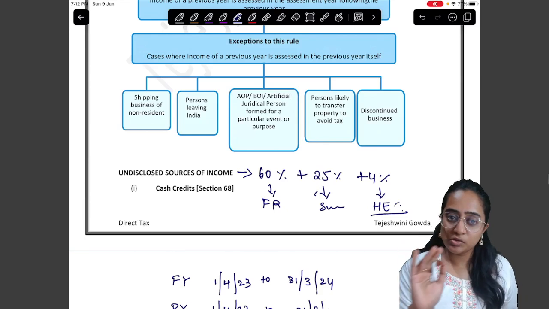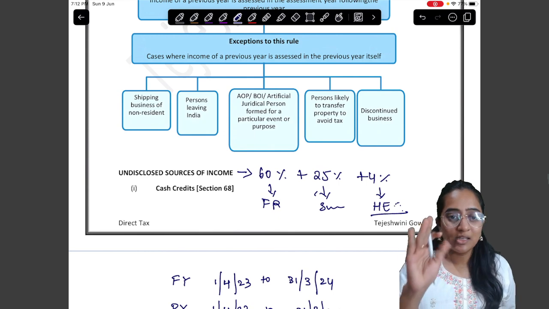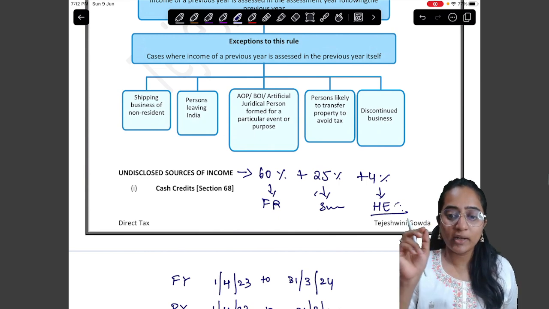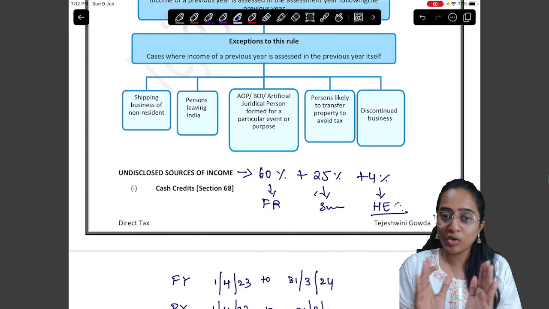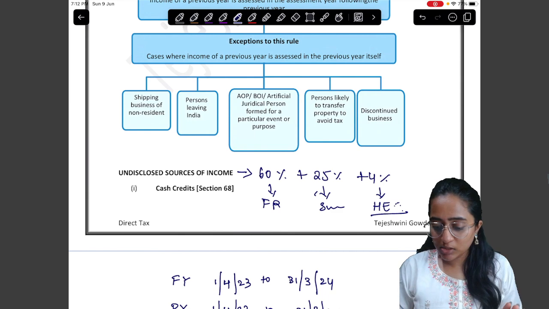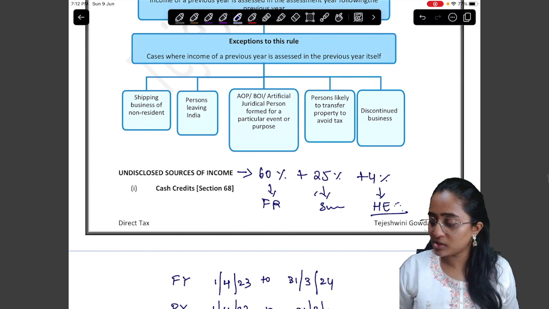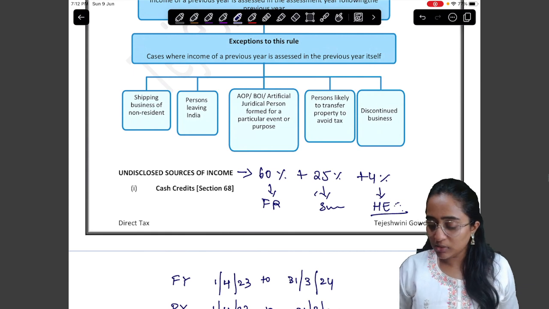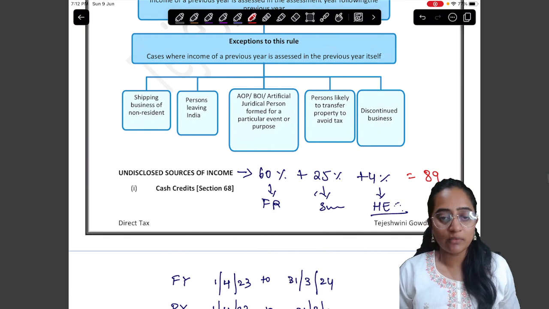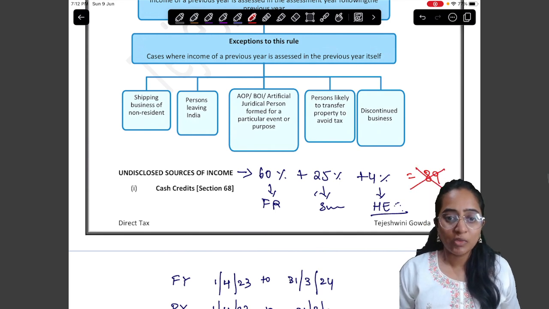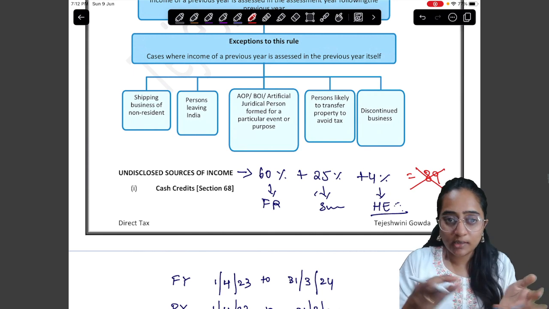So with regard to the undisclosed income, we have understood that 60% is the flat rate, 25% is the surcharge, and 4% is the HEC. So total, remember people, please don't add them directly as 60 plus 25 plus 4. Please don't do such a thing. It is not 89. You have to calculate, take your calculators.